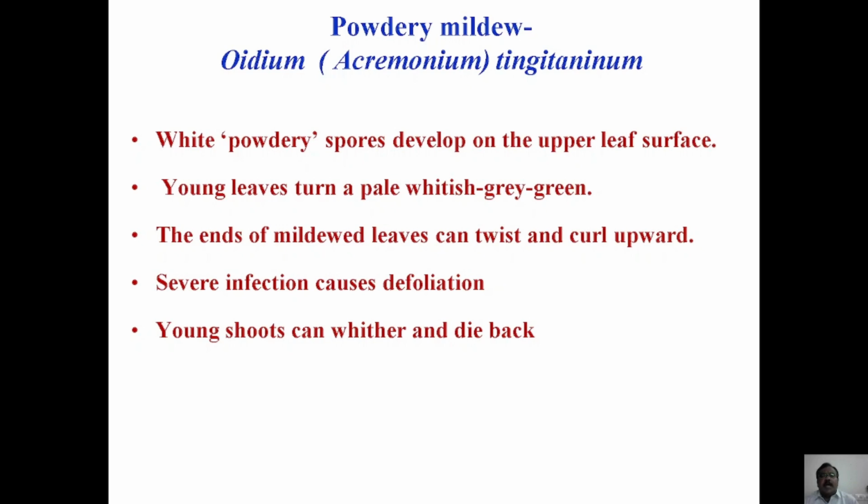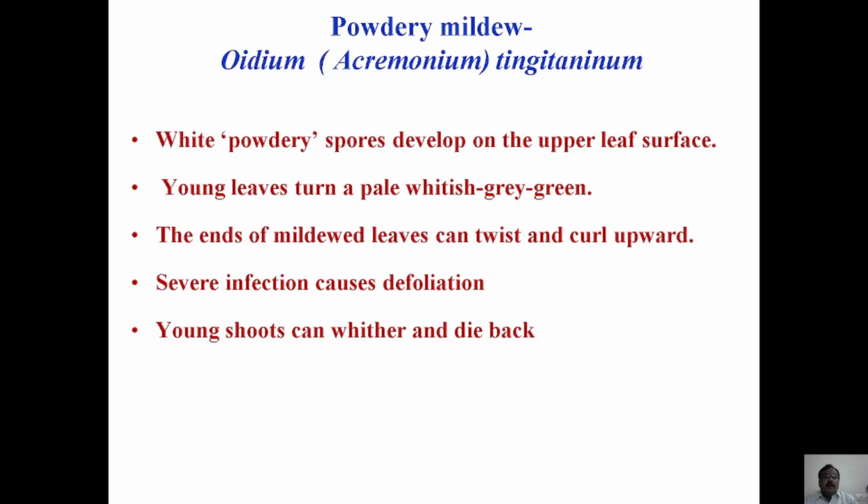And then the next important disease is powdery mildew, which is caused by Oidium tingitaninum. Earlier it was known as Acrimonium tingitaninum, and this is Oidium type, so it produces white powdery patches on the upper surface of the leaf. And as we learnt in the mango crop, here also you could see the powdery patches on the young leaves and young flushes including the inflorescence, and those are covered with white powdery patches and later turn into dusty gray.